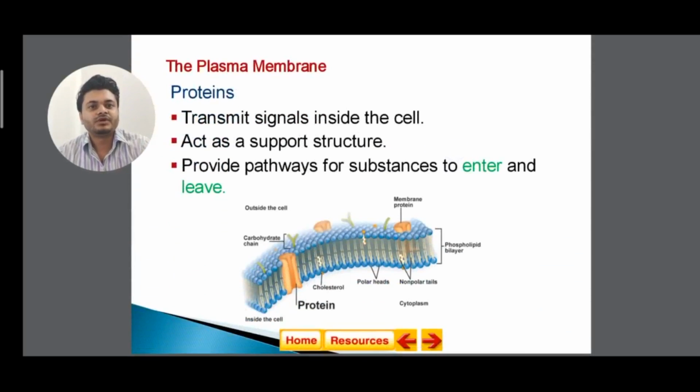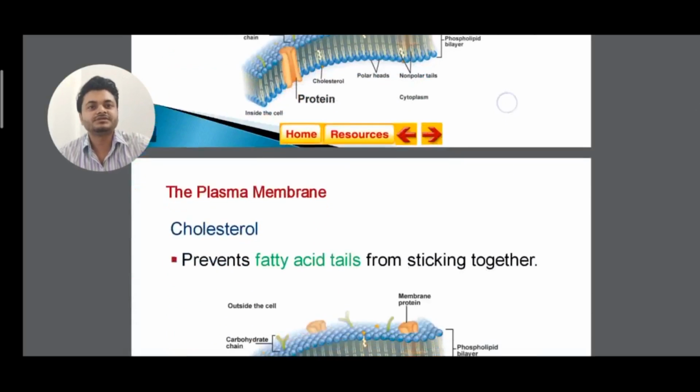Now see, what is the function of proteins? They transmit signals inside the cell. They act as support structure. They provide a pathway for substances to enter and leave the cell. So you see in the figure, inside the cell, outside the cell, where the carbon chains are. Clear? Which one is polar head, which one is non-polar tail, where cholesterols are present.